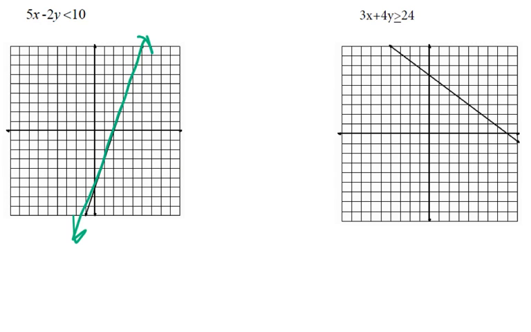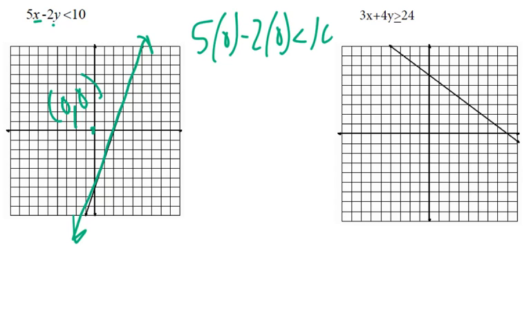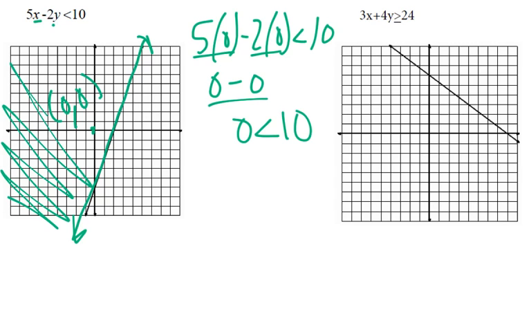A little better. Pick that test point 0, 0. 0 in for x, 0 in for y. And then simplify. 5 times 0 is 0. 2 times 0 is 0. 0 minus 0 is 0. Is 0 less than 10? Yes, which means it is a solution, so I shade that side.